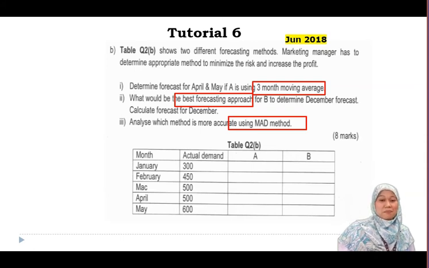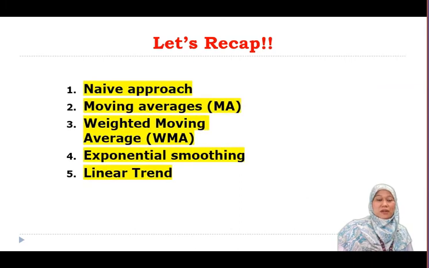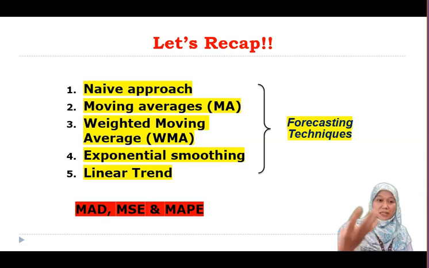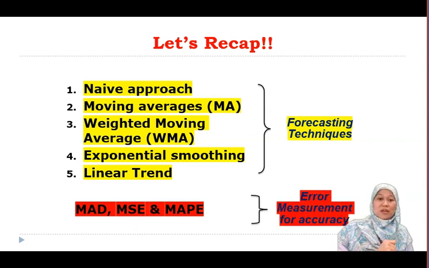All right, let's recap. We have done the naive, moving average, weighted moving average, exponential, and linear trend. Don't forget, these are the techniques or methods of forecast. The MAD, MSE, and MAPE are the error measurements to compare which method is the best, most accurate, and preferred due to the smallest error. So we're done with the forecast.